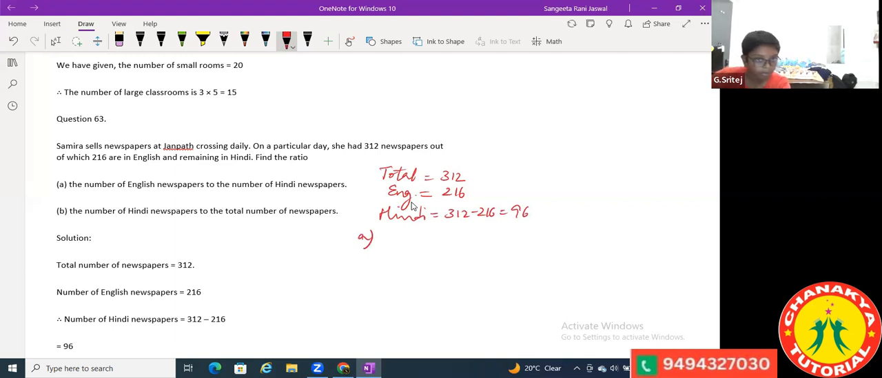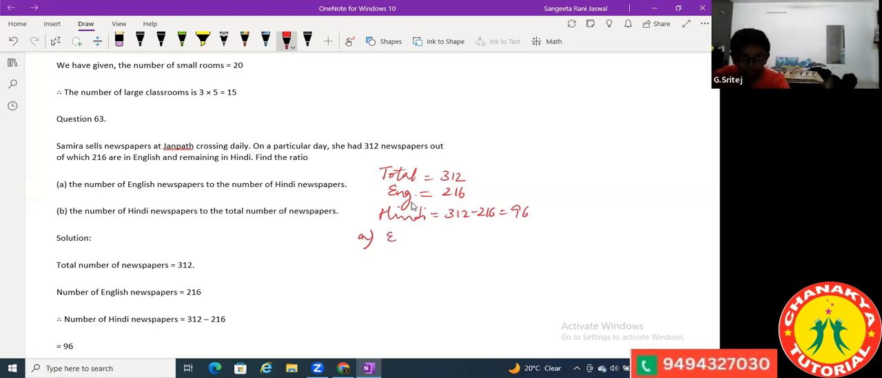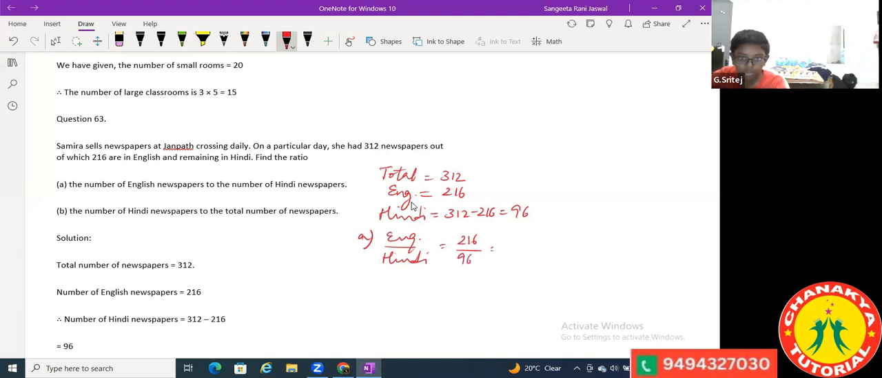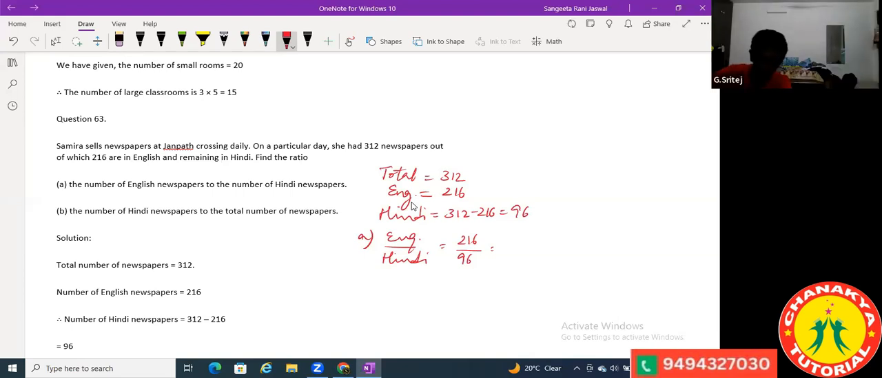Now find the A part. The number of English newspapers to the number of Hindi newspapers. Please find the ratio of English to Hindi. Ma'am, the number of English newspapers is equal to 216 and Hindi newspapers is equal to 96. The ratio is 216 to 96 and we have to do it in the simplest form. Yes, do it in the simplest form and tell me the reduced form.